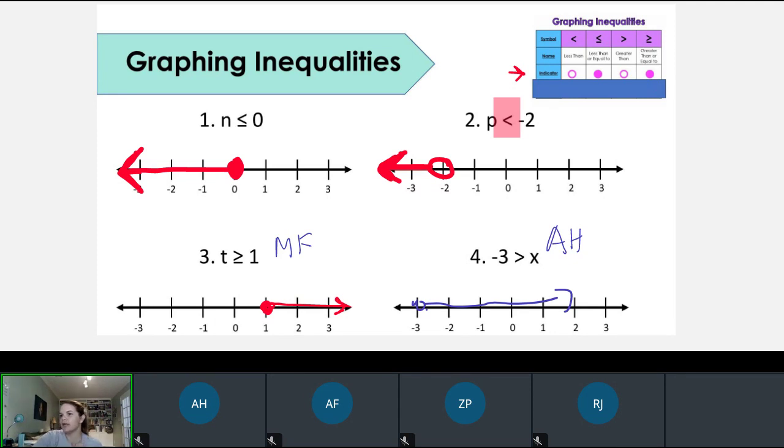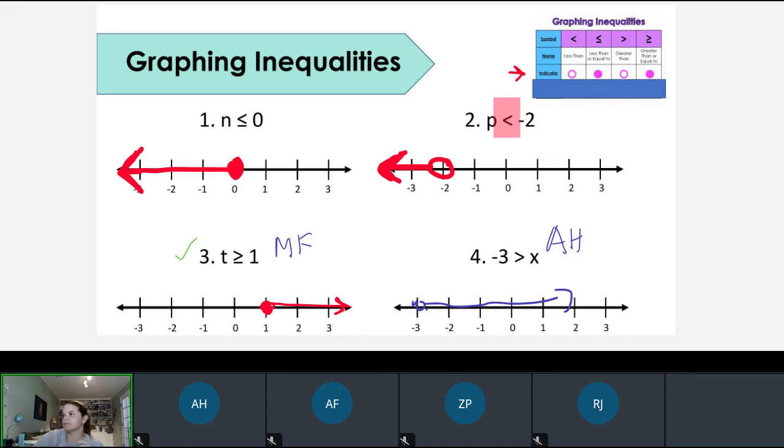Okay, so Mia drew a closed circle at 1 because we want T is greater than or equal to 1. So because it's greater than or equal to, she drew a closed circle. That's perfect. And then we want to shade all the numbers bigger than 1. So she shaded to the right. Very good. All right, so number 4 is a little bit tricky.